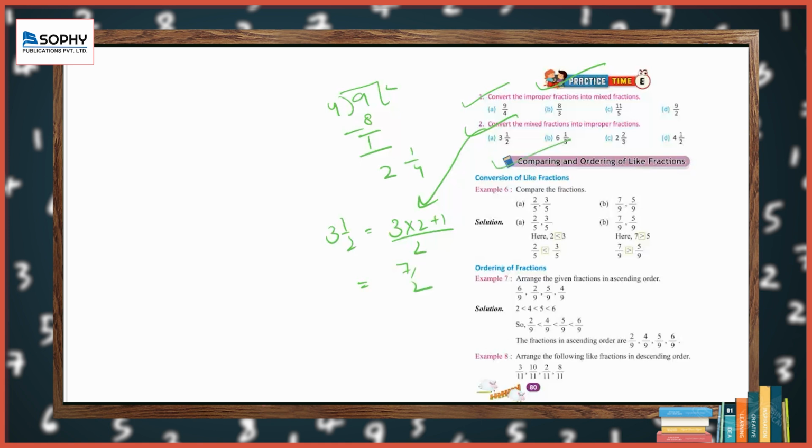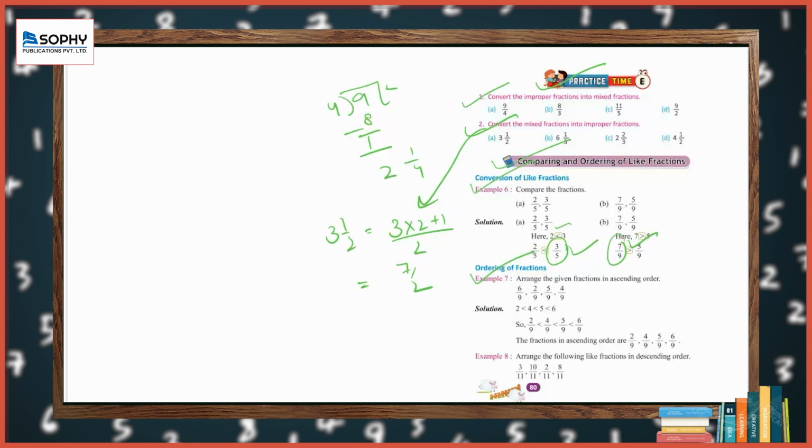Now comparing and ordering of like fractions. First is comparison of like fractions. In example number 6, we will compare the fractions, students, 2 by 5 and 3 by 5. Here 2 is less than 3, so 3 by 5 is greater. Here 7 is greater, so 7 by 9 is greater.